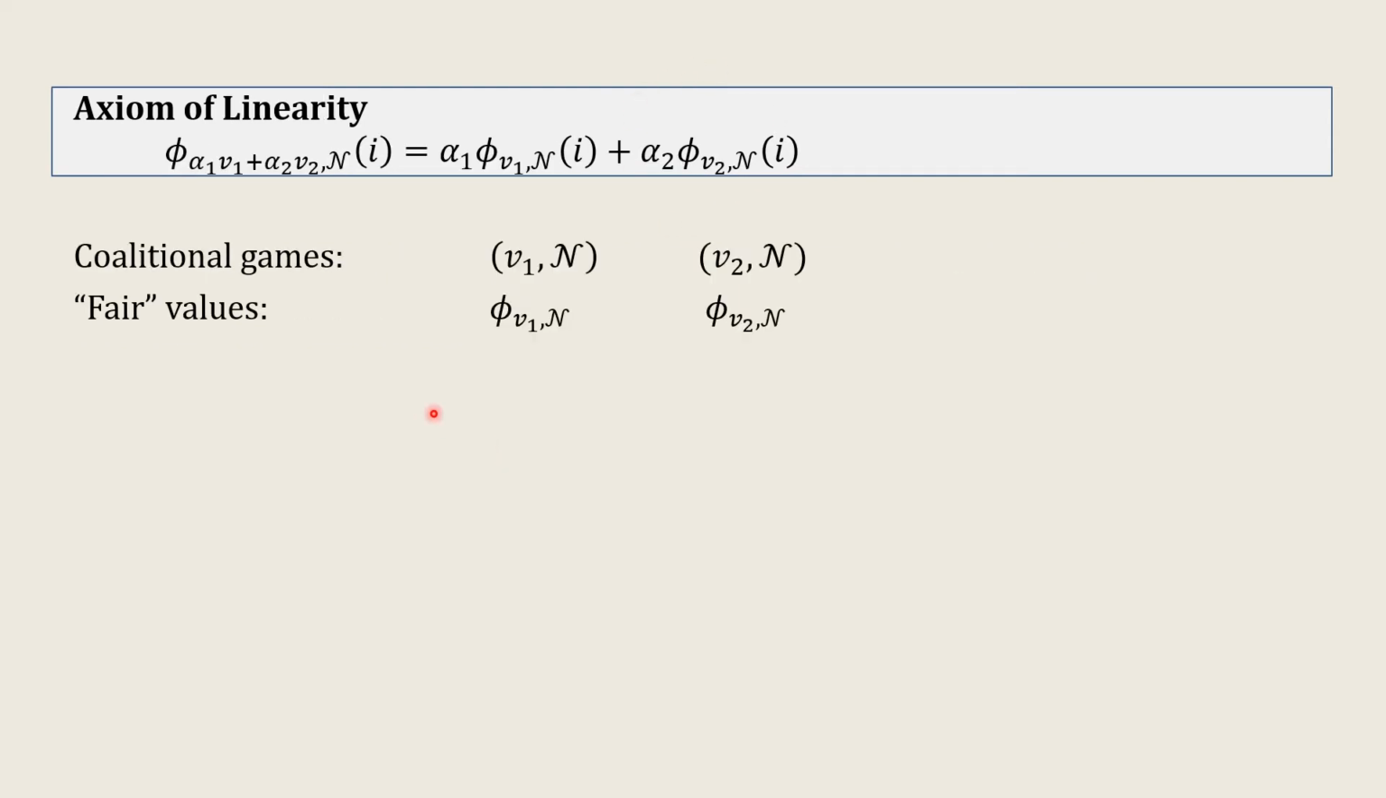Axiom of linearity. Suppose V1 and V2 are two value functions sharing the same set of agents, and let the corresponding fair values be phi V1 and phi V2.